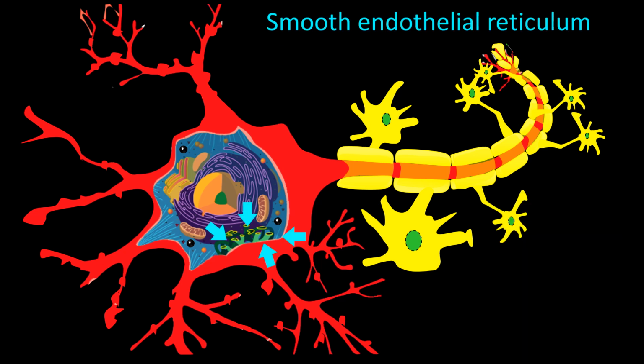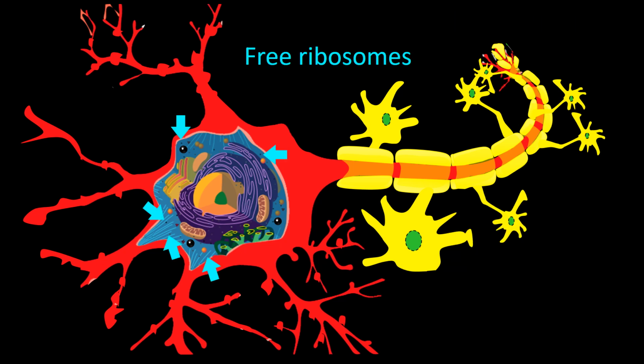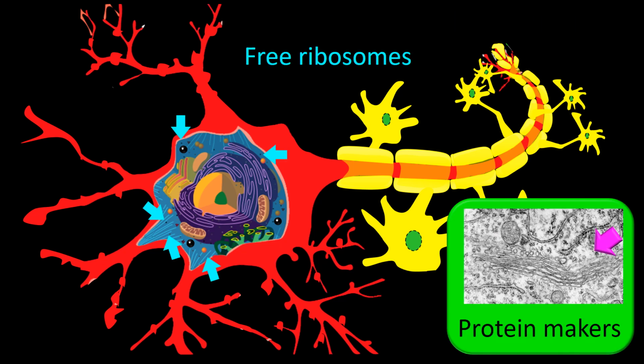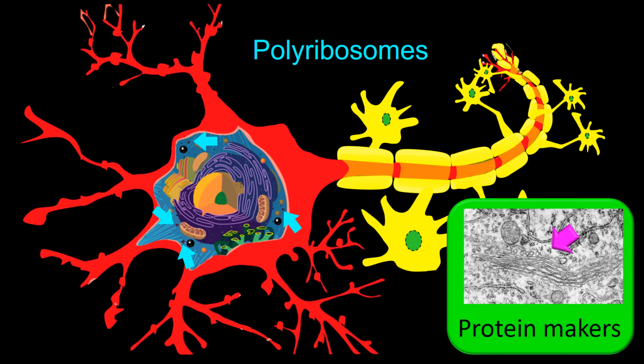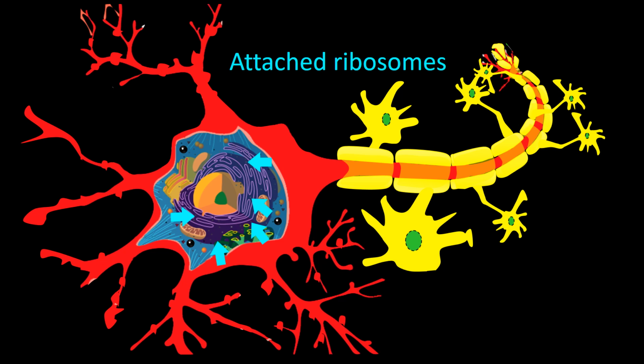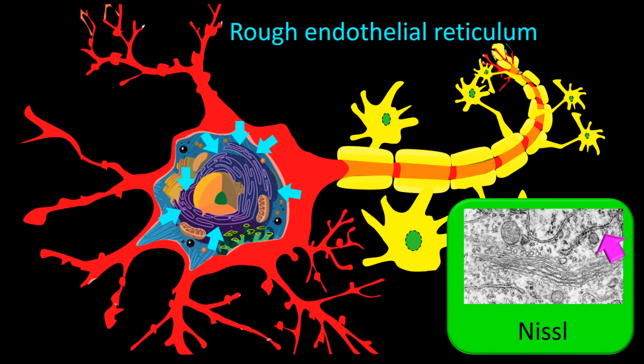We would see smooth endoplasmic reticulum, an organelle with smooth walls and multiple functions, including the assembly of lipids. We would also see free ribosomes, viewed as a single dot in electron microscopy, or forming polyribosomes. Polyribosome is a gathering of multiple ribosomes, and ribosomes sometimes attached to endoplasmic reticulum, forming rough endoplasmic reticulum. The rough endoplasmic reticulum in neurons is often called Nissl substance.